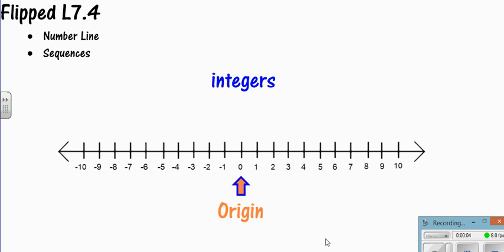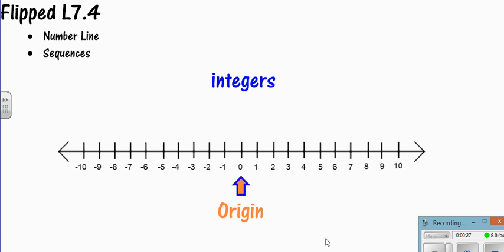Here we are, 7.4. You're in 7th grade, on the 4th lesson. You're in 7th grade math. Here we go: number lines, sequences. Some more terminology we're going to throw at you. A lot of this is technically review, but great review to get in our minds because you're going to see this more and more. It's going to come up, so we want to know how all this stuff works.